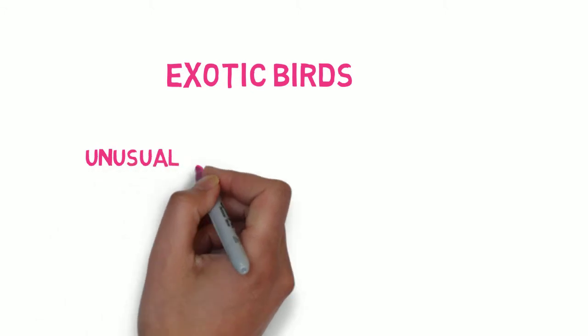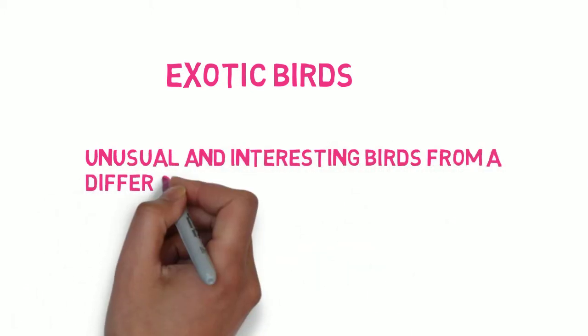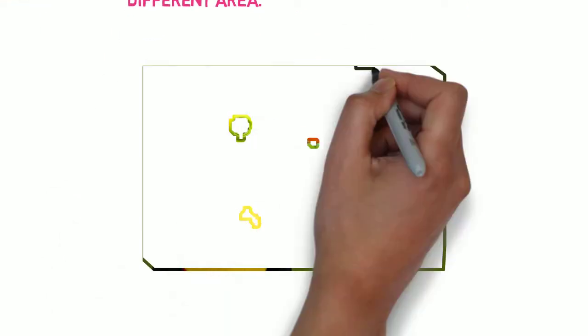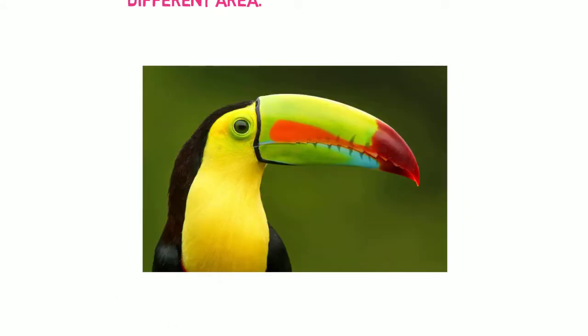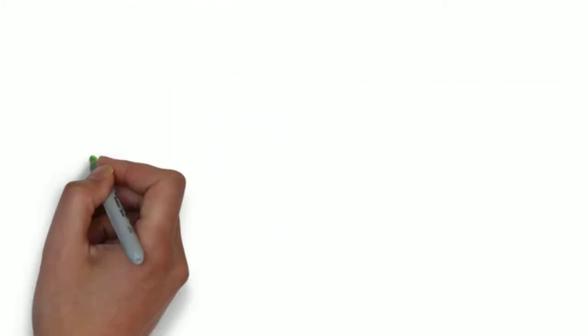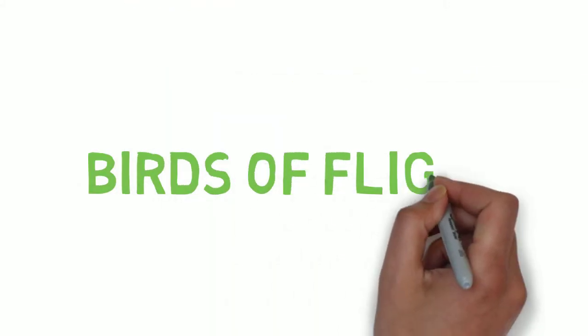Here are some exotic birds. These are unusual and interesting birds from a different area. Here is the toucan. The Toco toucan is at home in South America's tropical forests but recognized everywhere. The toucan's oversized, colorful bill has made it one of the world's most popular birds. It also uses its beak to eat fruits.